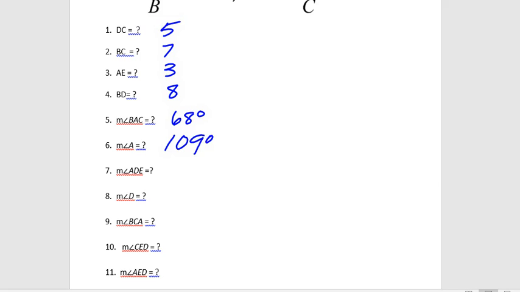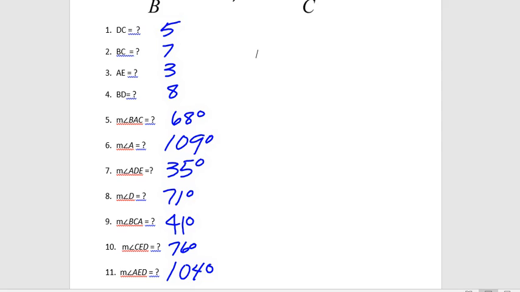Angle ADE was the top part of the top right angle. That was 35 degrees. Then angle D was 35 plus 36, that's 71 degrees. Angle BCA was the bottom part of the angle C, which is 41 degrees. Then CED was the right of the center, that's 76 degrees. And then AED was the top of the center where the two diagonals intersect. That was 104.